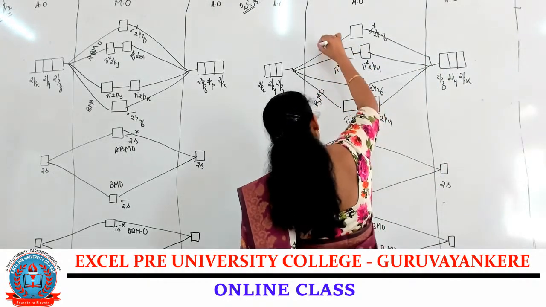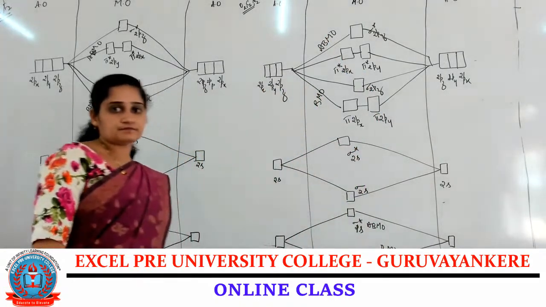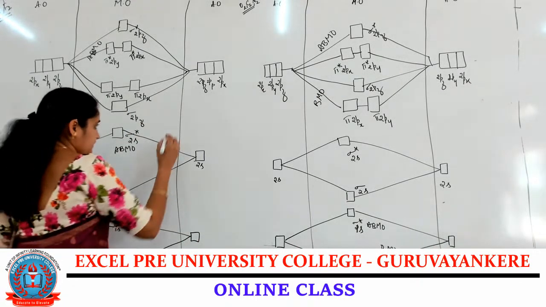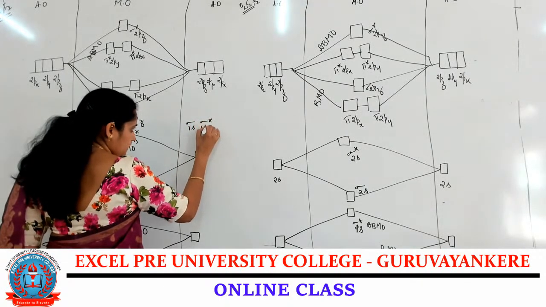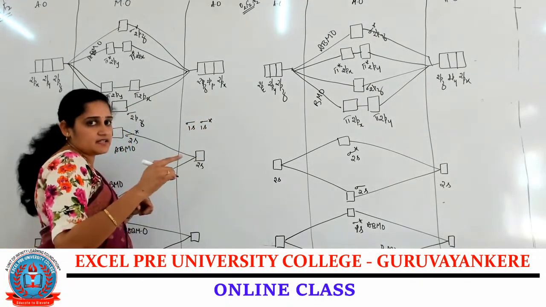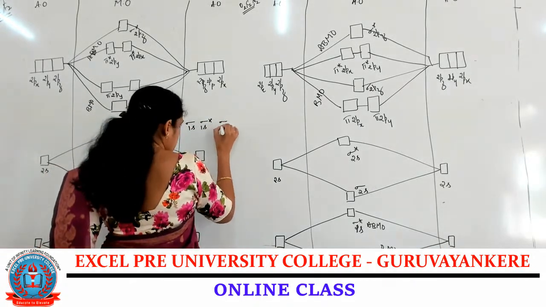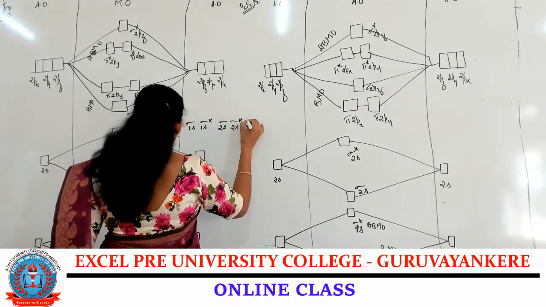Bonding molecular orbital, anti-bonding molecular orbital. Now write in the electronic configuration with the increasing order always. Let me start writing. Sigma 1s, sigma star 1s. You need to fill the electrons. So sigma 1s to sigma star 1s, like that you need to fill it. Sigma 2s, sigma star 2s.